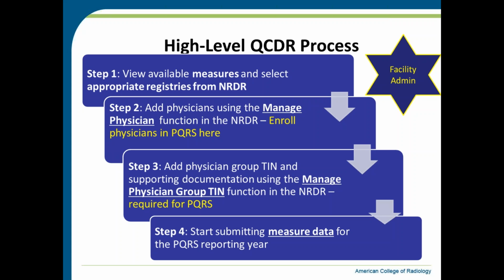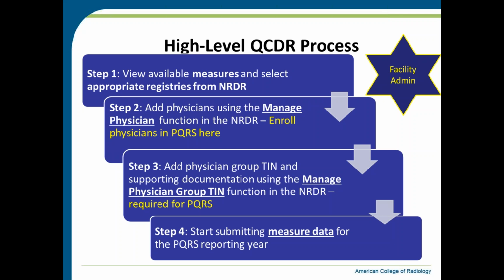At step 3, add physician group information and submit any supporting documentation. In our NRDR portal, we do have functionalities that we will need to capture for every facility, regardless of whether you're doing individual or group participation. We will need a valid tax ID number, essentially the number that's used for your professional services and how you bill Medicare Part B. Step 4, we're going to transition to start submitting measure data.